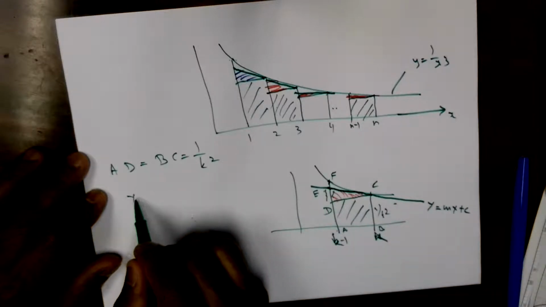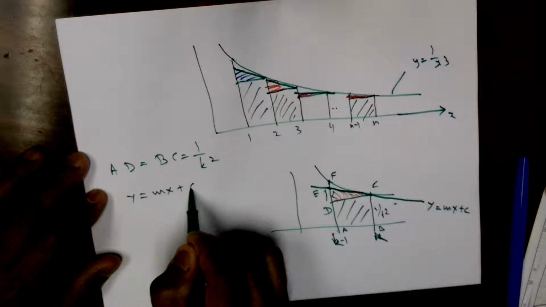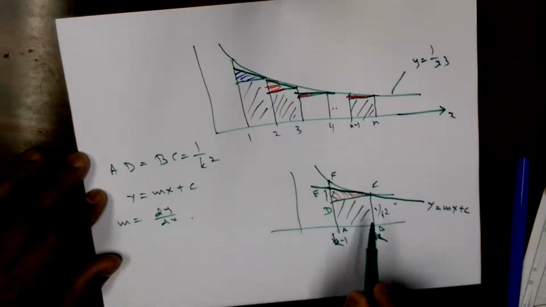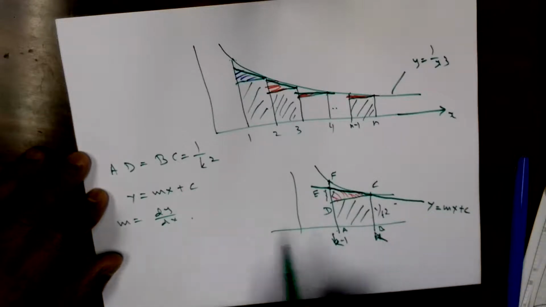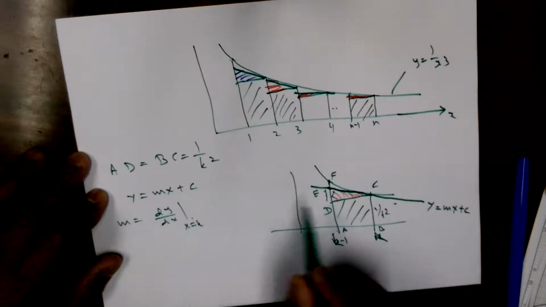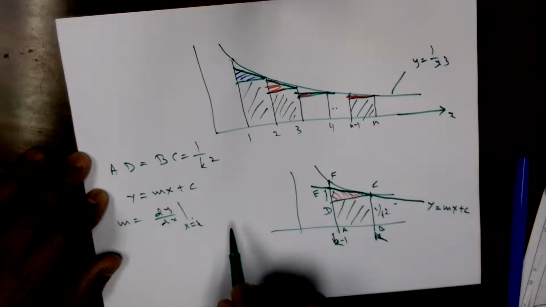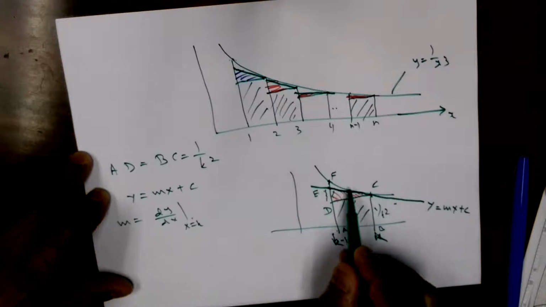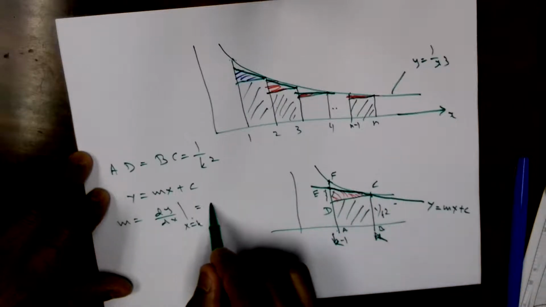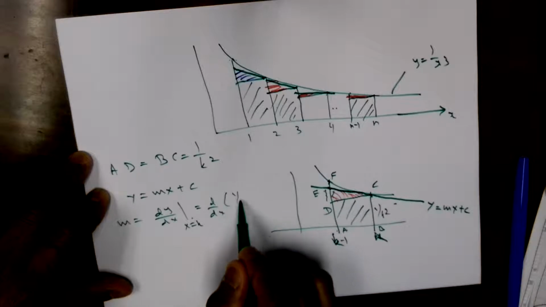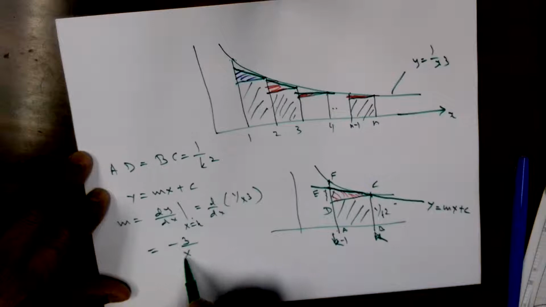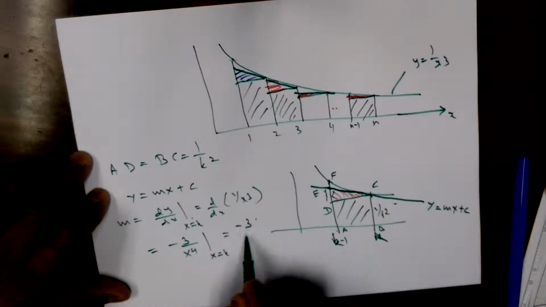So let's look at the line y equal to mx plus c. So the slope m is dy by dx. I'm going to evaluate this at x equal to k. That's going to be the same as the slope of this curve. That's my whole point. So that's the same as d by dx of 1 over x cubed, which is minus 3 by x to the 4. And I'm going to substitute x equal to k. So the slope is minus 3 by k to the 4.